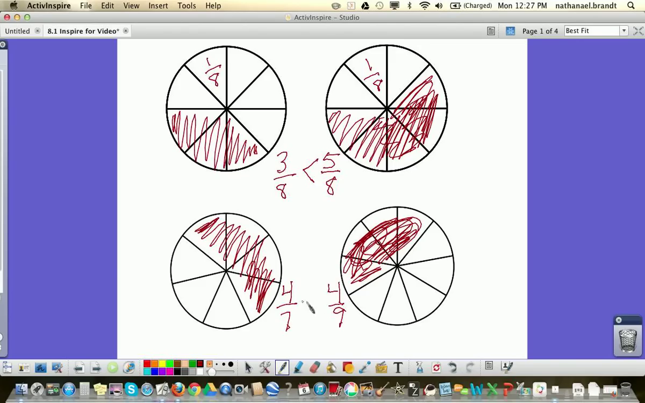So in a problem where the numerators are the same and the denominators are different, we need to think about that. If the denominator is a smaller number, that gives bigger pieces. So if we have 4 bigger pieces, that means 4/7 is going to be bigger than 4/9. 7ths are bigger size pieces, and there's 4 of them. 9ths are smaller size pieces, and there's 4 of those. So 4/7 is greater than 4/9.